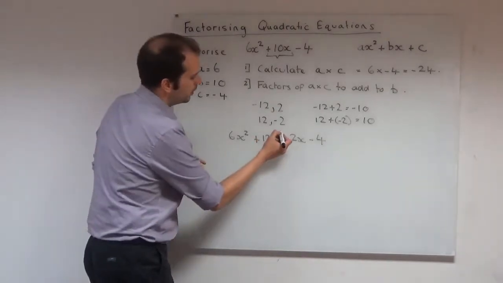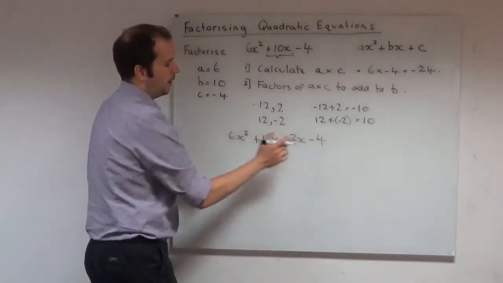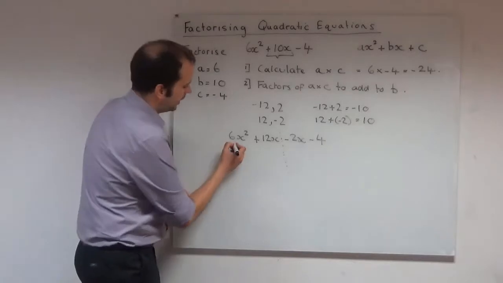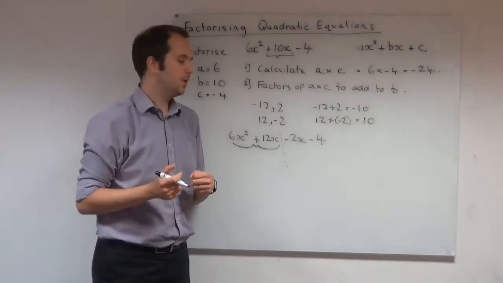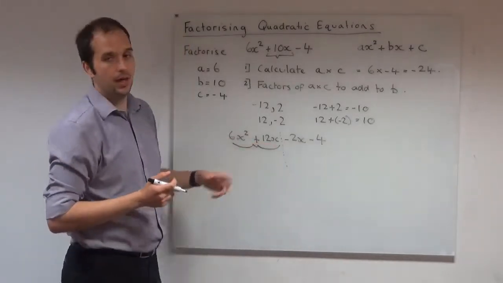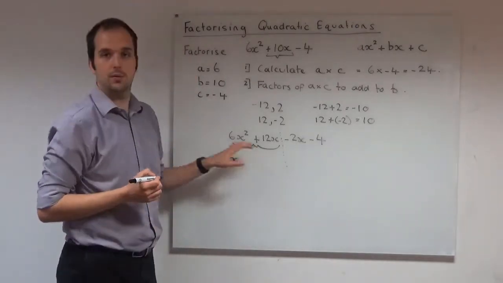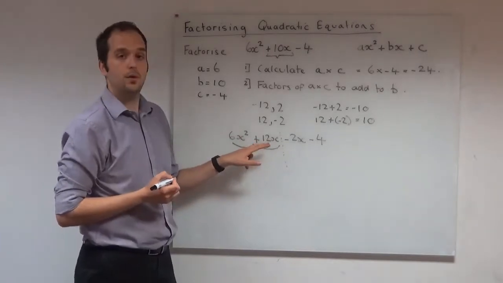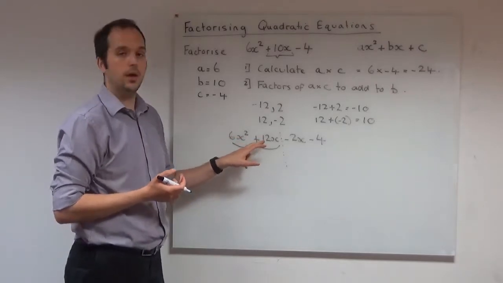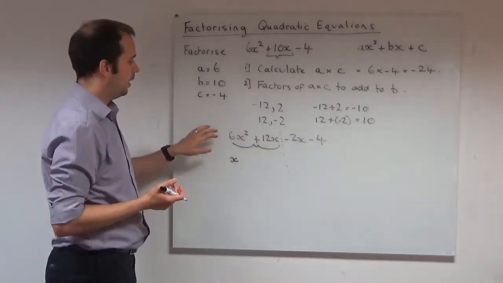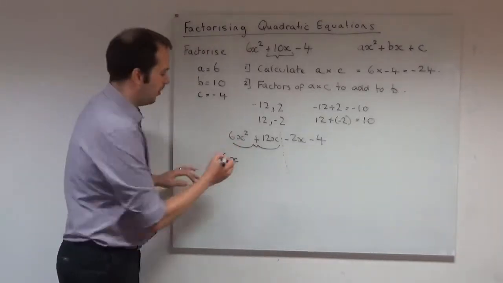So what we do now, we draw an invisible line down the middle there that's separating the 12x and the minus 2x. I take these first two terms and then I just look and see what terms they have in common. So I know they've both got an x in common, so I can bring an x out. And do they have any numbers in common? Well, I have a 6 here and a 12 here. Now I know 6 goes into 6 once. I also know 6 goes into 12 two times, so I have a common factor of 6 as well. So I'll bring that out the front of my bracket.